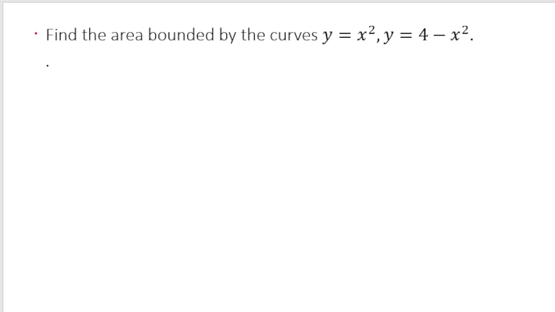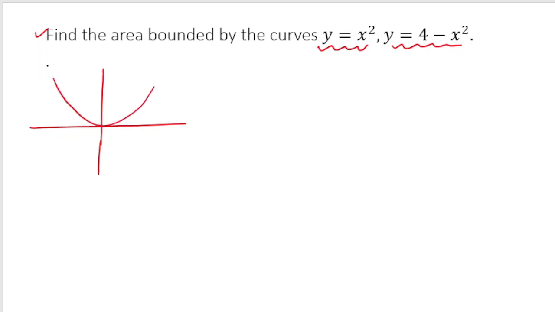So the first problem is related to finding the area bounded by the curves y is equal to x square and y is equal to 4 minus x square. As you know, in any double integral problem, if we can draw the region, it is very useful for us. So first of all, y is equal to x square is a very standard parabola which we can easily draw. So this is the parabola y is equal to x square.